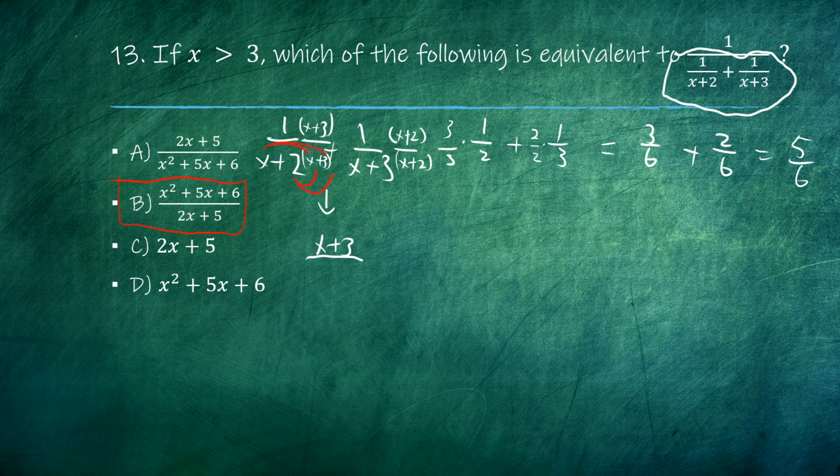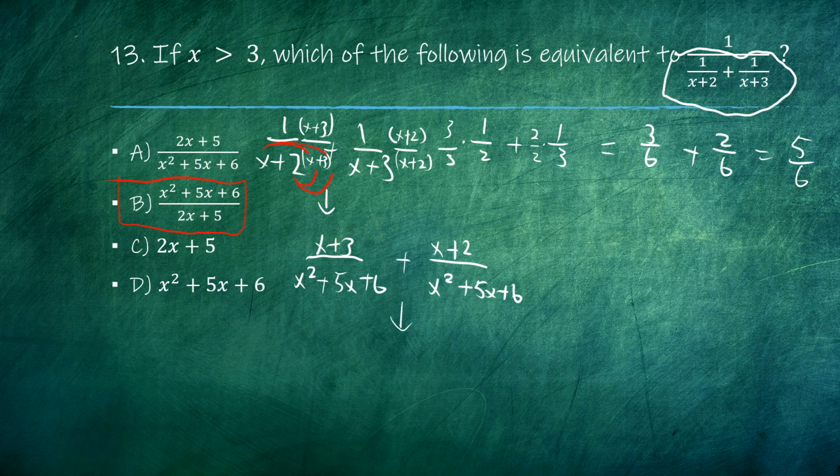So we have x squared plus 2x plus 3x, which is 5x, plus 6, and then x plus 2 over the same thing, because x plus 3 times x plus 2 is the same as x plus 2 times x plus 3. So that would give us x squared plus 5x plus 6. So now the bottom is the same, so we can simply add the terms together.